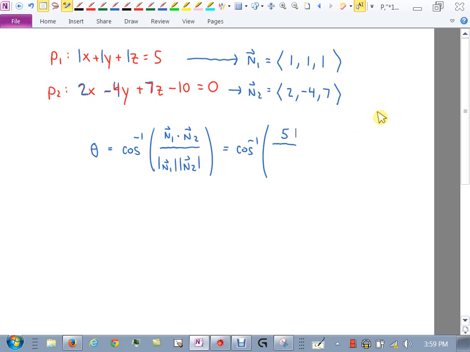Now, what's the magnitude of n1? Square root of 3. What's the magnitude of n2? Is it 69? 4, 16, right? 20, and then 49, yes. And then I would just get on the calculator and do that. And I'll take a volunteer in degrees.